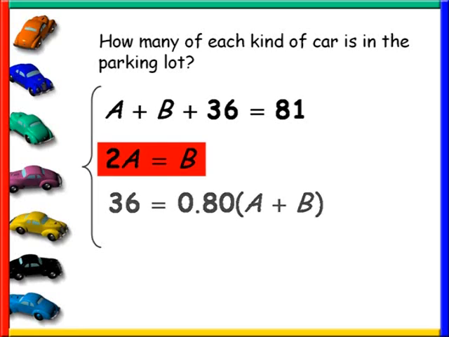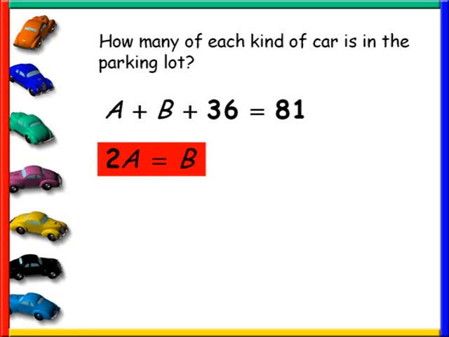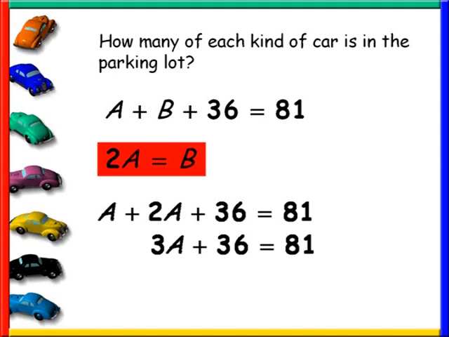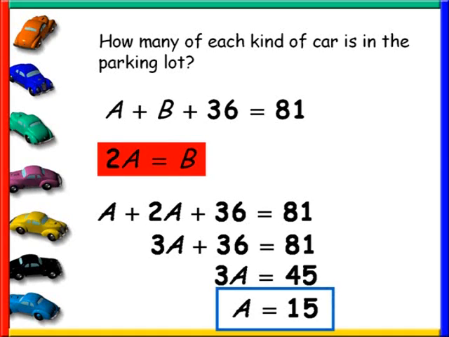So let's return to our first equation. Replacing B with 2A, we have A plus 2A plus 36 equal 81. Simplifying the left-hand side, 3A plus 36 equal 81. Subtracting 36 from each side, we have 3A equal 45. Dividing each side by 3, A equal 15. So now we have a value for A.